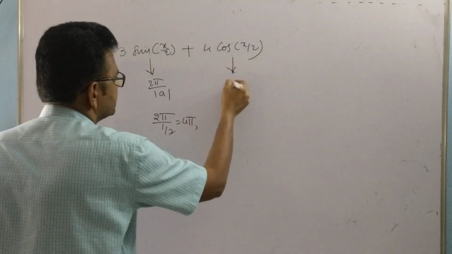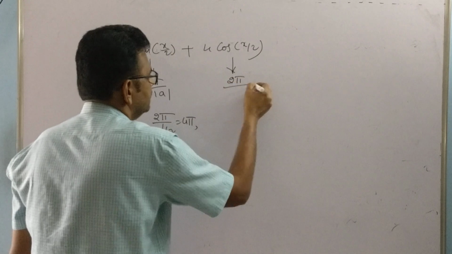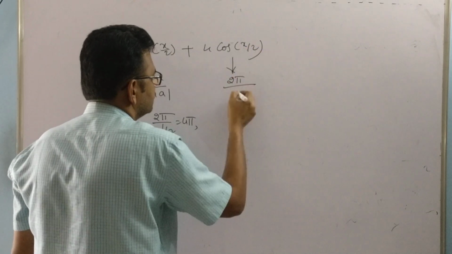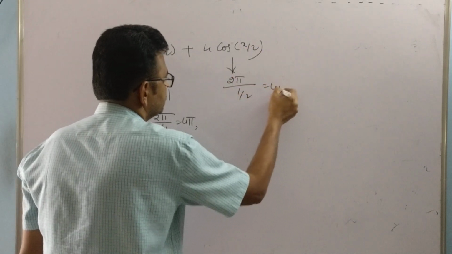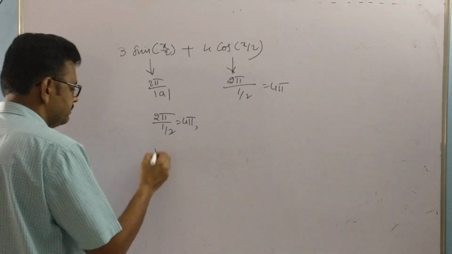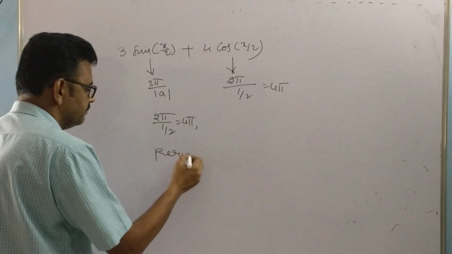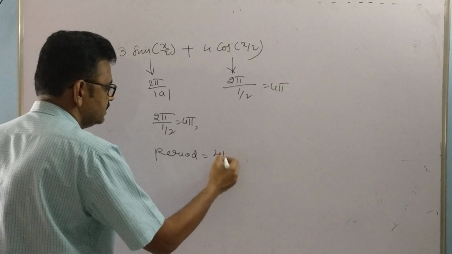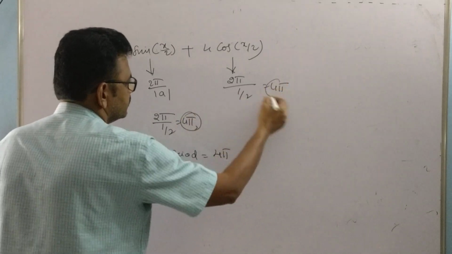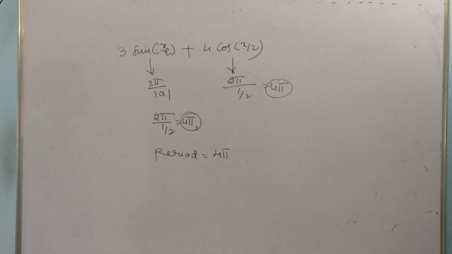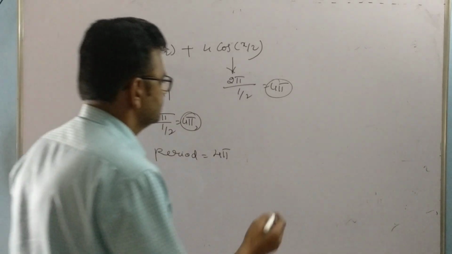And what is the period of the other function? Same, 2 pi by mod a, where a is 1 by 2, which equals 4 pi. Therefore, the period of the given function is the LCM of 4 pi and 4 pi, that is 4 pi is the period. Next one.